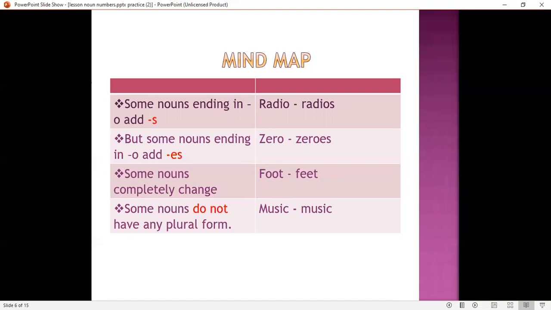Now we have two exceptions in the end. Exception number 1 is some nouns completely change. They completely change their spellings. For example, foot. Foot will become feet. Some nouns do not have any plural form. They will remain the same in the singular form and in the plural form. For example, music. Music will remain music in both the forms.